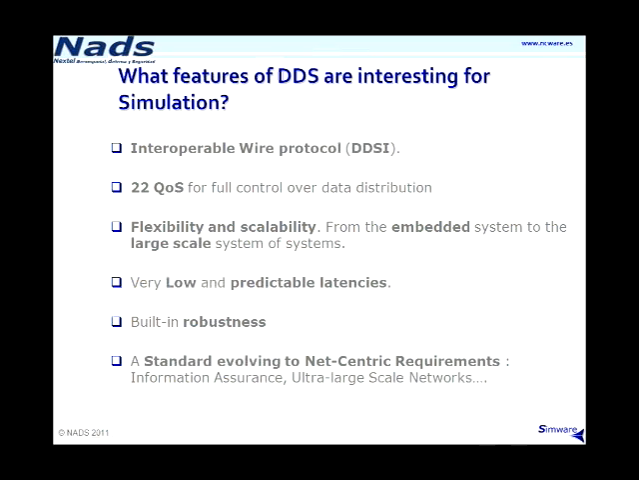Fifth, there are no weak points, no points of failure, no central hub. The net cannot fail as a whole. Finally, we have to note that the standard is evolving to cover not-so-good nets and information assurance requisites. Then, as a summary, we can use DDS for simulation. In fact, we at NADS have been using it for the past 7 years for simulation with great success.